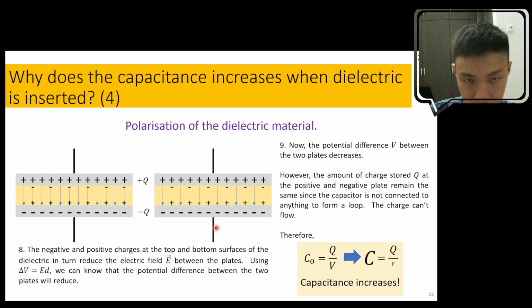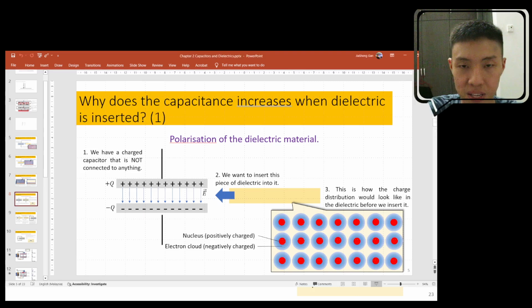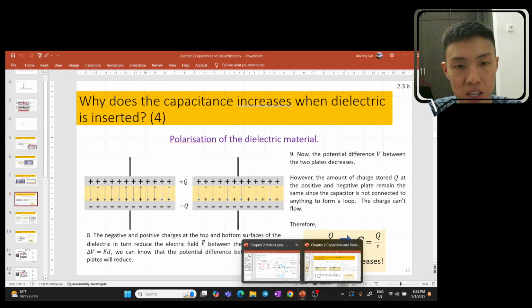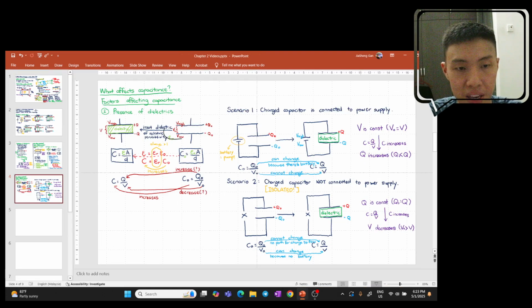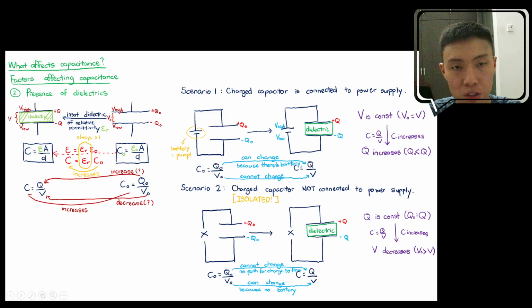Okay, again I come back to this slide. So that explains why, if you are not connected to a power supply, your Q cannot change because there's no path, but your V can decrease. Your V will decrease because of the presence of dielectric undergoing polarization to weaken the electric field in between the capacitor plates.